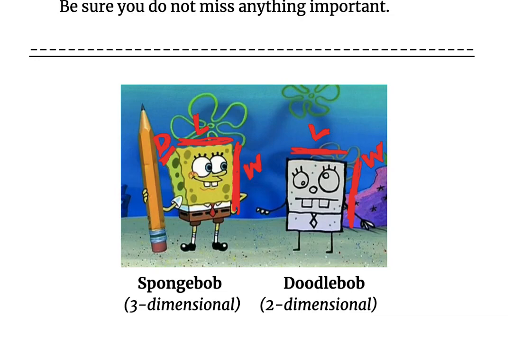Now we're talking about SpongeBob. We're talking about 3-dimensional shapes. So shapes that don't just lay flat on a piece of paper. They have depth. So if you were to think about SpongeBob, SpongeBob is a sponge that you can squeeze, while Doodlebob is just a picture on a piece of paper that you can just lie flat. So 3D shapes are what we're talking about today.